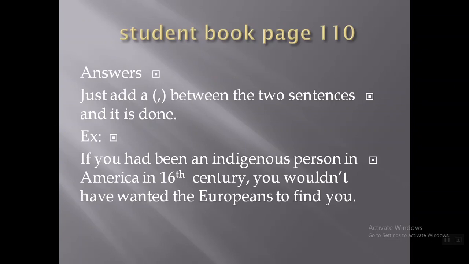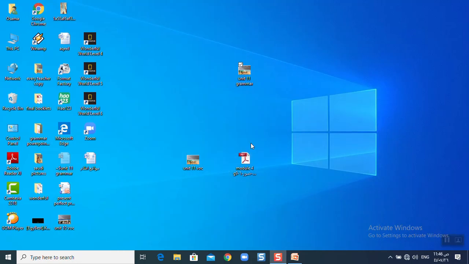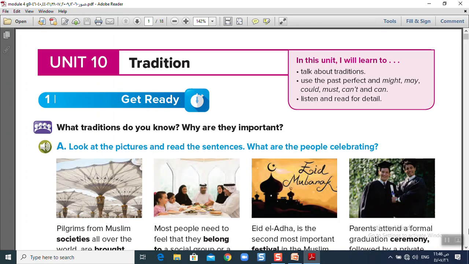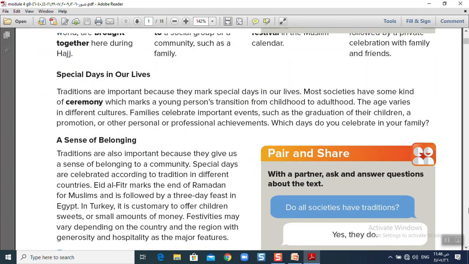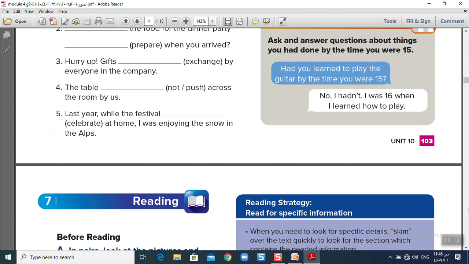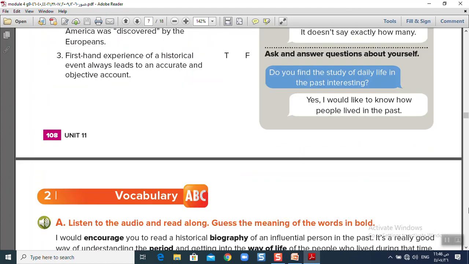Now let's move to your student book, page 110. Be patient, please. Just a moment. Unit 11. History.